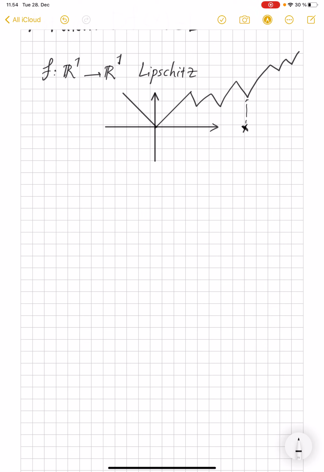Let's see. So what is it for f from R1 to R1 to be Lipschitz? That means |f(y) minus f(x)| divided by |y minus x| is always bounded by some L for every x and y that are not equal. So L here is the Lipschitz constant of f. And this is all that being Lipschitz gives us.